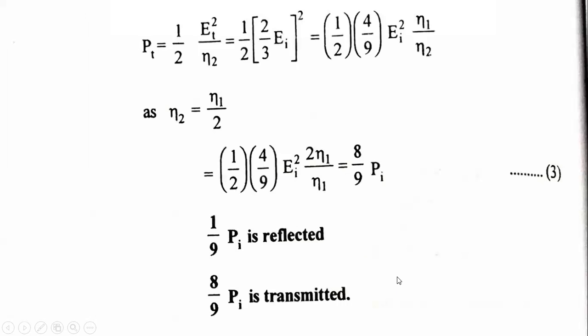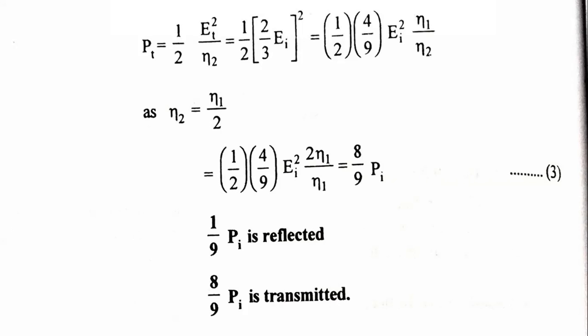1 by 9 pi. How can we get that Pt? Pt will be 1 by 2 Et, that is, the total power will be Et square divided by eta 2. 1 by 2 will be outside. What is Et? That is 2 by 3 Ei, whole square, and eta 2 will be outside. So in this way you can get Ei 1 by 2 and 4 by 9, because the 2 square and the 3 square will be the 4 by 9, and Ei square will be as it is.